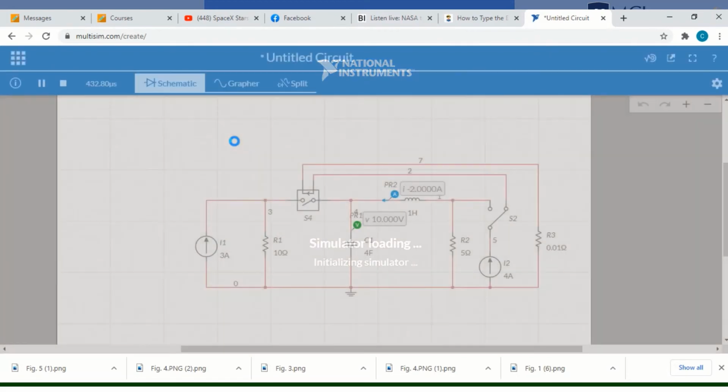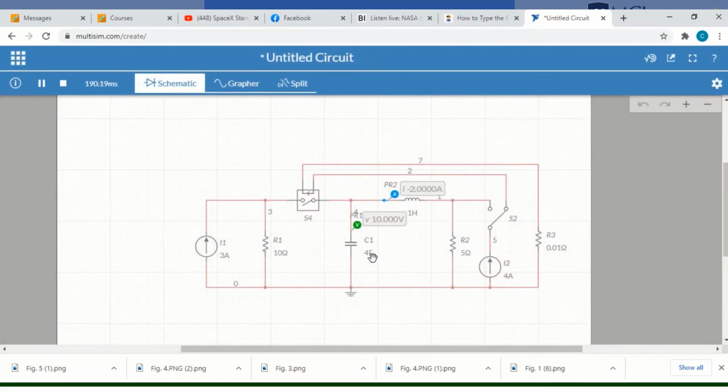Okay. As you can see, the circuit is in steady state, and the voltage across the capacitor is 10 volts, and the current through the inductor is negative 2 amperes. Okay. So the same values that we got in the example that we have. So I'm going to connect the 4 ampere source by clicking on switch S2. That will also open the switch S4.